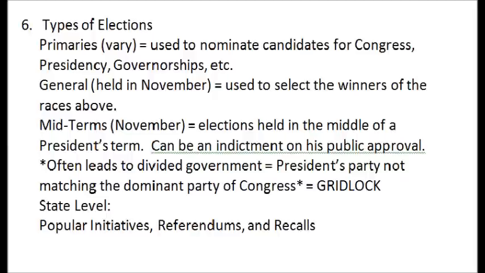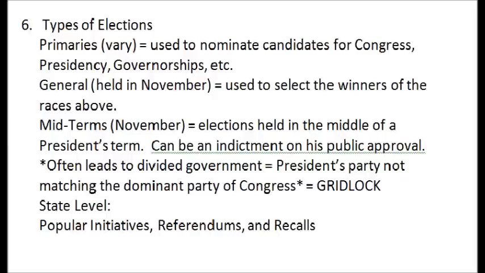Oftentimes, the results of this can be what's called divided government, a situation in which the president's political party does not match the dominant party of either one or both houses of Congress. This can typically lead to what is known as policy gridlock. At the state level, different types of elections, including popular initiatives and referendums, can occur.